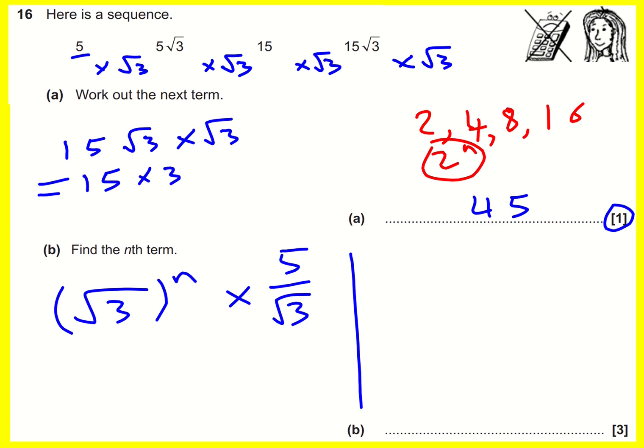Now I can simplify this, because if I have x to the n and I divide by x, it's equal to x to the n minus 1. And so this is going to be very similar. The nth term is going to be 5 times root 3 in a bracket, to the power n minus 1.